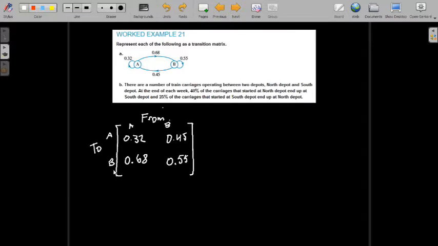Okay, so we can actually say that our transition matrix T is just 0.32, 0.45, 0.68, and 0.55.